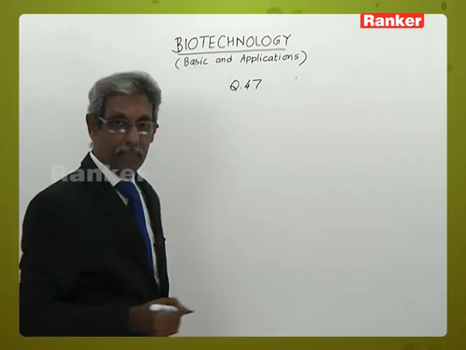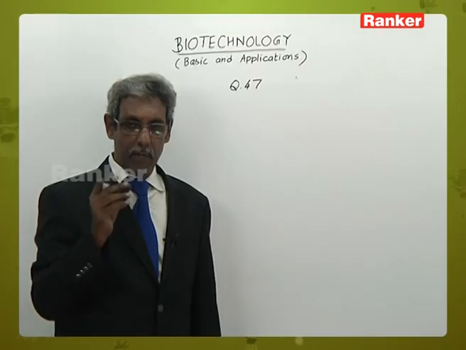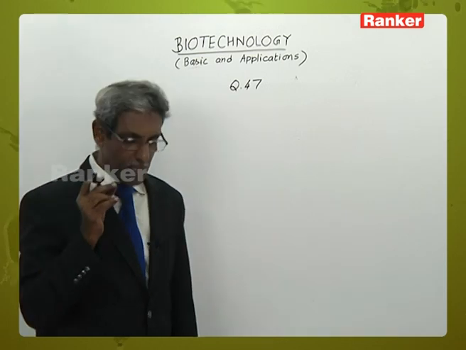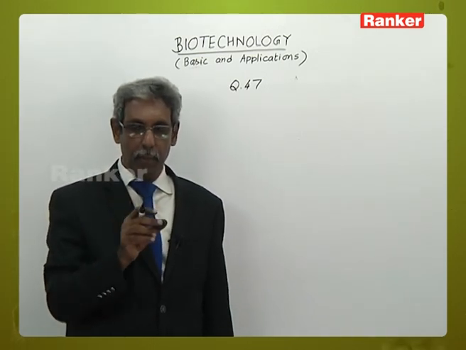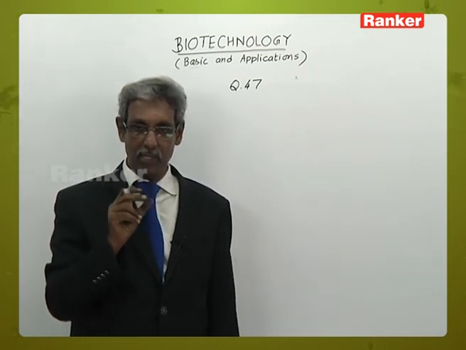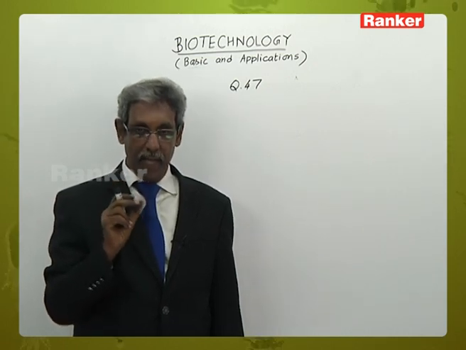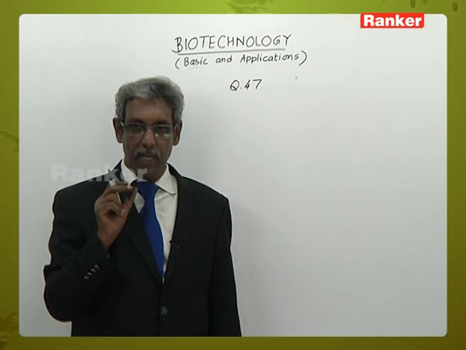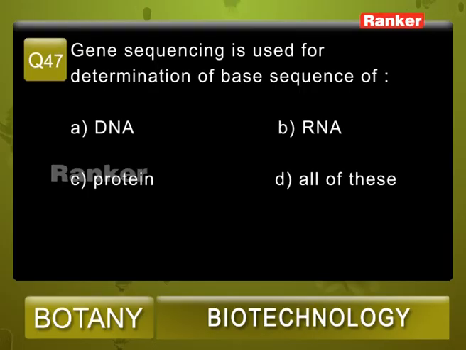Question number 47. Gene sequencing is used for determination of the base sequence of DNA, RNA, proteins, or all of these. Sequencing of genes refers to, when you say gene, gene is a stretch of nucleic acid. It is predominantly made up of nitrogen bases, and gene sequencing refers to the master molecule, and the master molecule is always the DNA. Hence, gene sequencing is associated with the base sequence of the DNA. The answer is A.